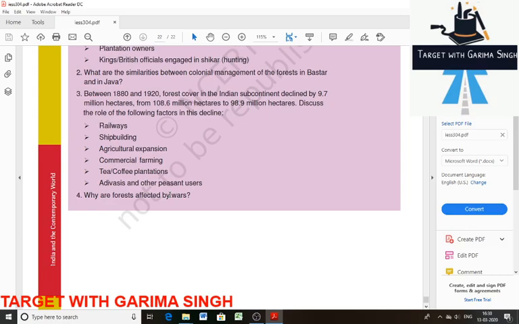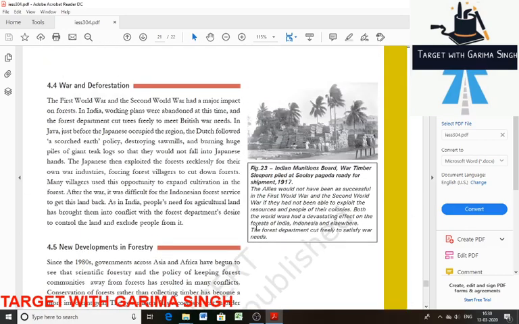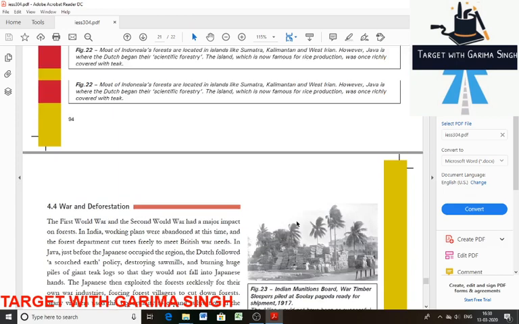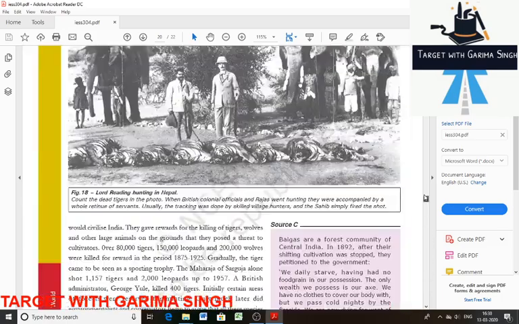So we are done with this chapter discussion. Here we discussed various policies and how forests were affected by other communities. We discussed forest society and colonialism, all these. So we are done with this chapter.